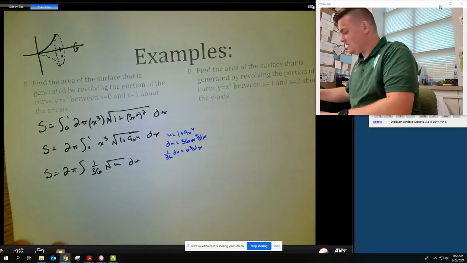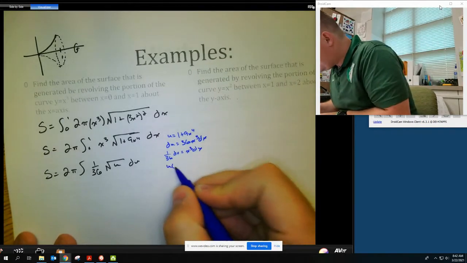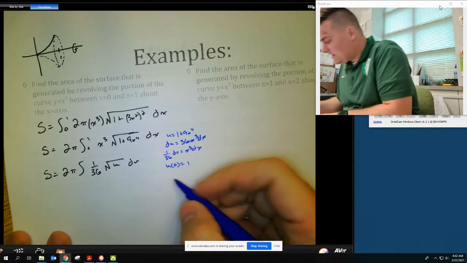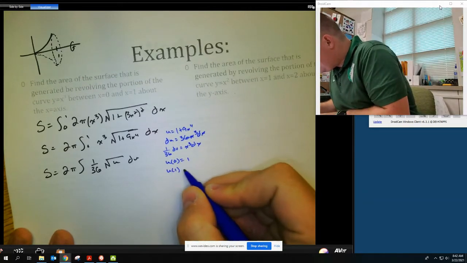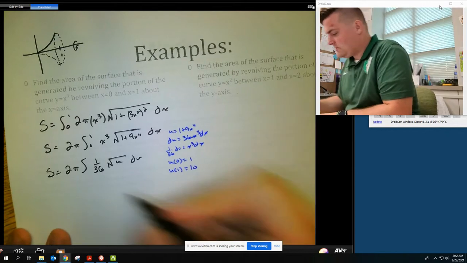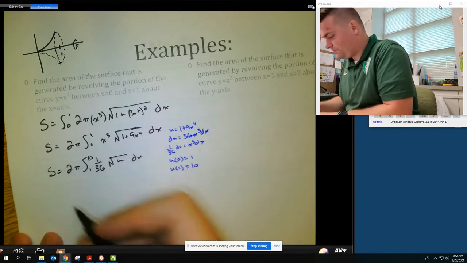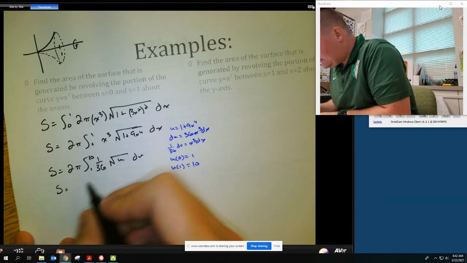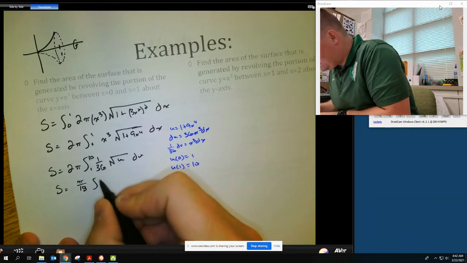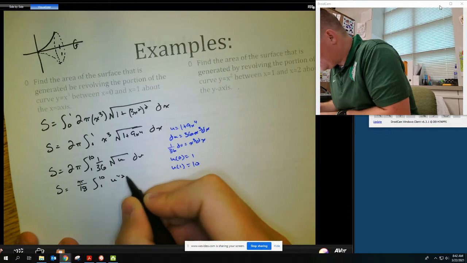Let's change the bounds then. So u of 0 is going to equal 1. If I plug in a 0, I'm going to get 1. And then u of 1, if I plug in a 1 right there, I'm going to get 1 plus 9, which is 10. So the bounds are 1 to 10. So this will be pi over 18 out here, if I just play around with this a little bit, and rewrite that as u to the 1/2.